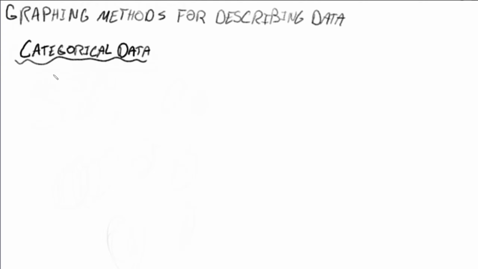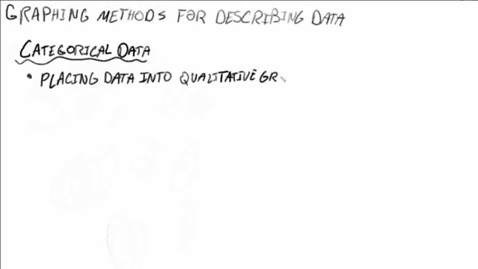Now, categorical data is placing your data into qualitative groups. Qualitative is more about describing, as opposed to numerical. What I mean by that is you can have numerical data where it's numbers, but categorical focuses more on, like I said, qualitative, aka the qualities of something.